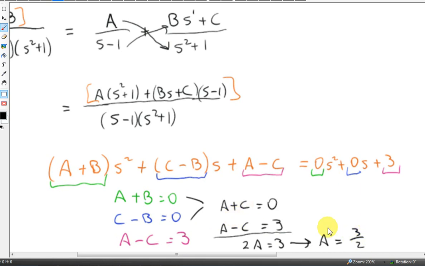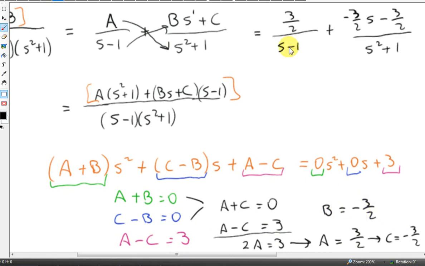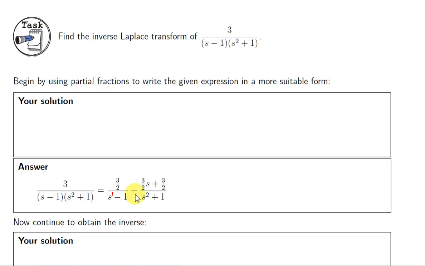If a is 3 over 2, it means that c is minus 3 over 2, because a plus c gives us 0. Also, since a plus b is 0, and since a is 3 over 2, b must be minus 3 over 2. So we plug those values then in for a, b and c, and we get this here. That minus sign can be taken in here, of course. That's what we have here.